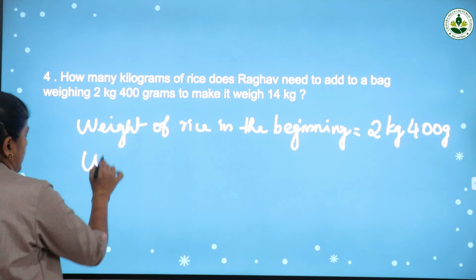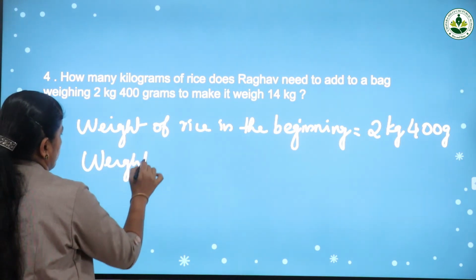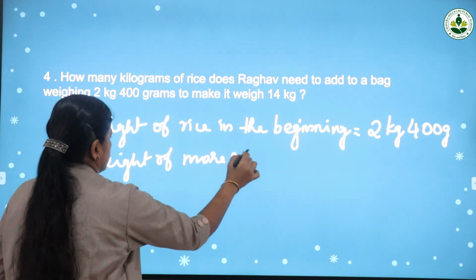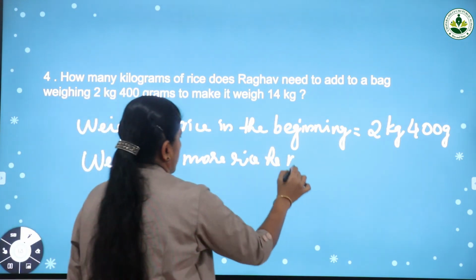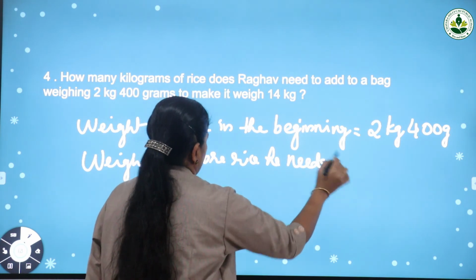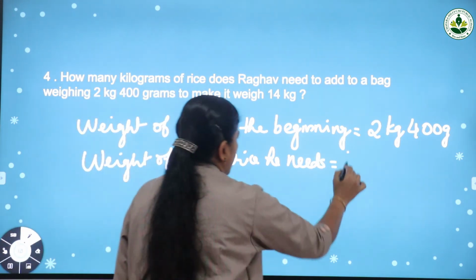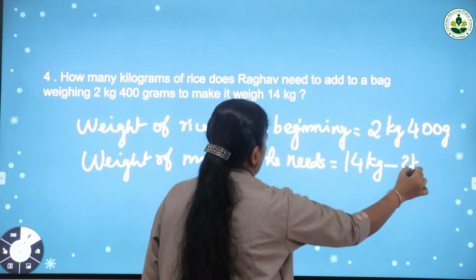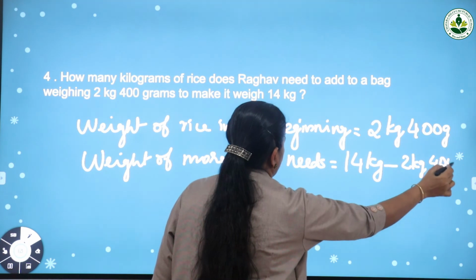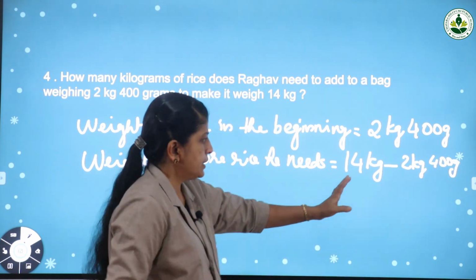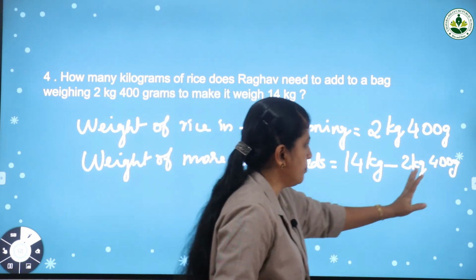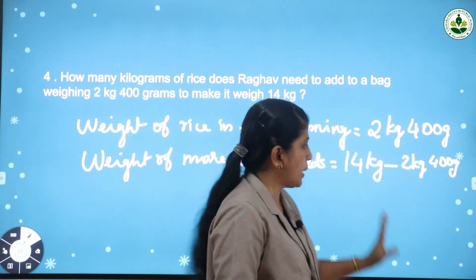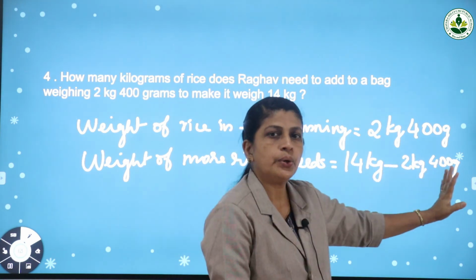Then the next one is how much more weight of rice he needs. Weight of more rice he needs is equal to 14 kilogram minus 2 kilogram 400 gram. Look at the weights. The first thing is in kilogram and the second thing is given in kilogram and gram. Therefore, convert the full thing into gram.